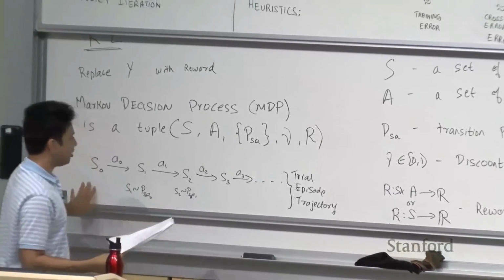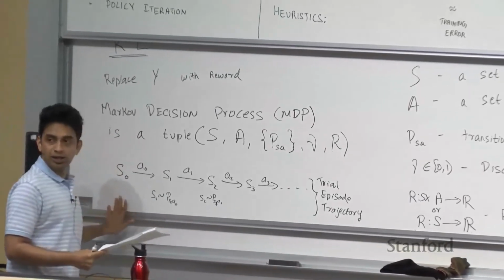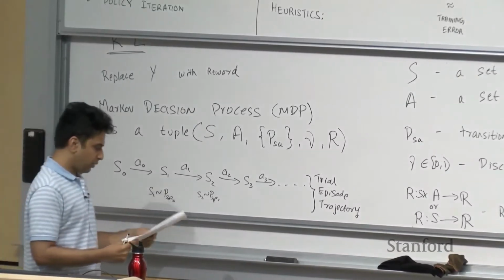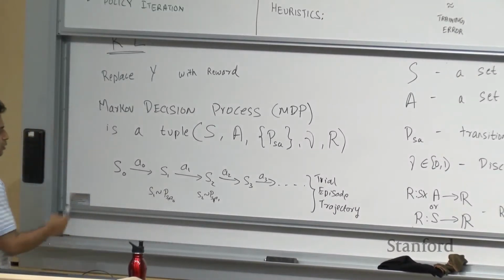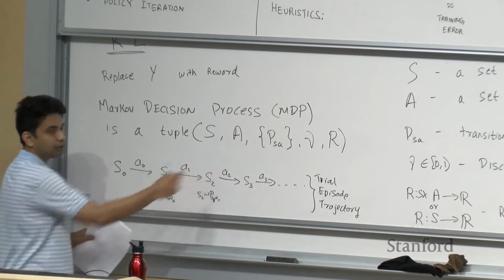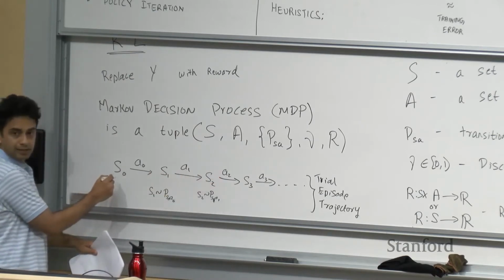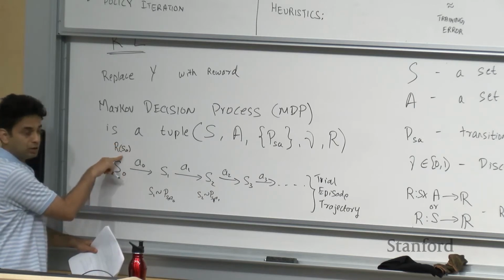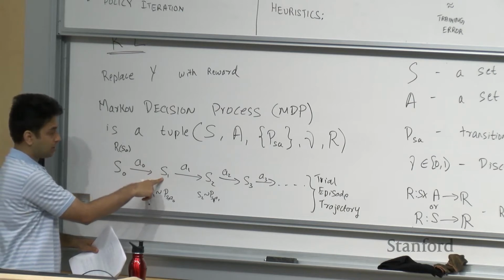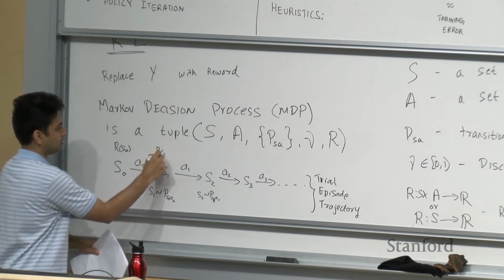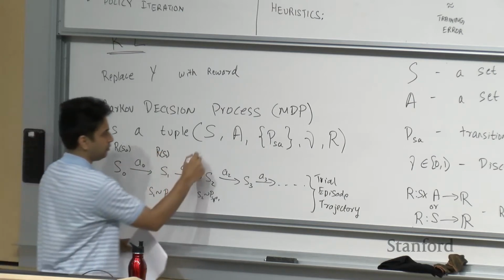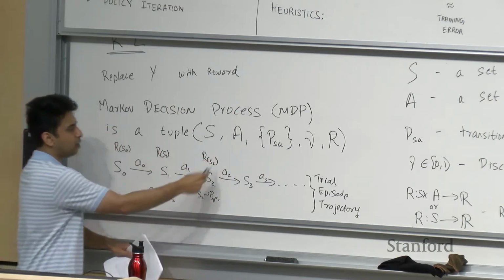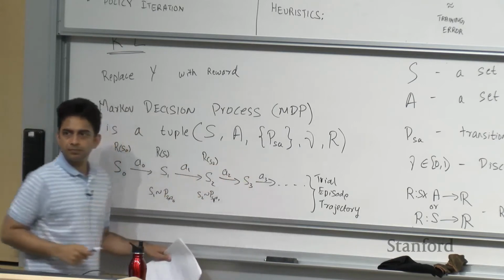Yeah, so this we call a trial, an episode, or a trajectory, and all three names are synonymous. Now when an agent goes through a particular trajectory, at each state S it is earning some reward. So over here it earns R of S0. When it lands in state S1, the agent earns R of S1, right? From here, R of S2. So the agent is accumulating rewards at each step, right?